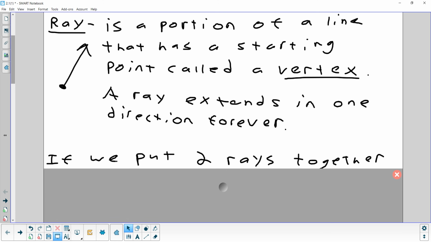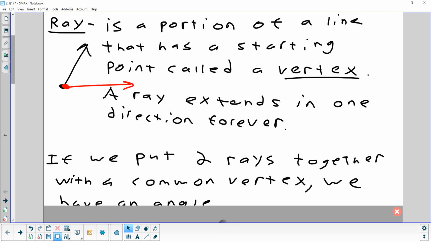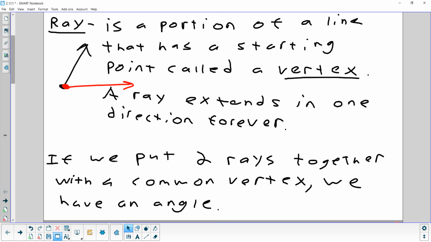Now, if you take two rays and you put them together, so let me draw another ray, and you specifically line them up just like that. You put two rays together at a common vertex, so the starting points overlap. Now you've created what's called an angle. Technically, you have two angles: you have this one on the inside, and then you have another one on the outside. Generally, we're going to be referring to the one that's less than 180, so that would be the one that's inside.